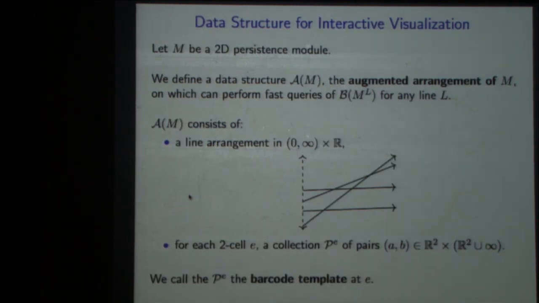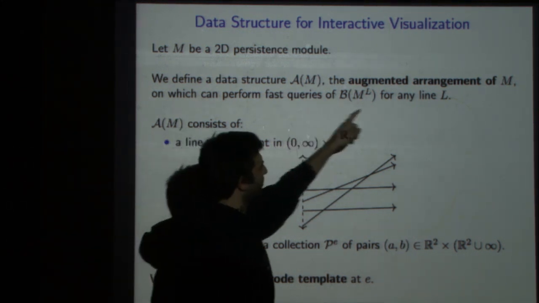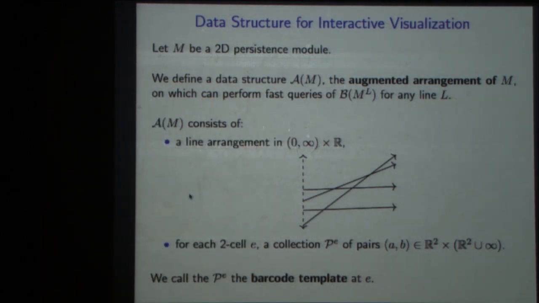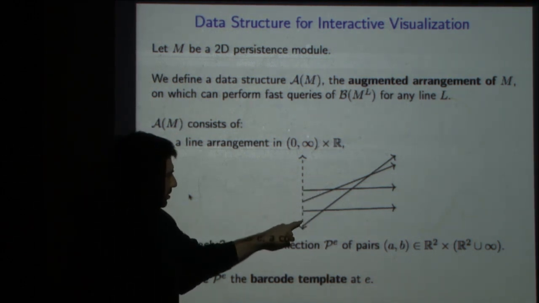So the way we do this interactivity stuff is that we introduce a data structure that allows us to quickly perform queries for 1D slices of the persistence module. We call this data structure the augmented arrangement of the module, and we denote it AM. And this consists of two types of pieces of data. First, a line arrangement in the right half plane, in other words, something looking like this.